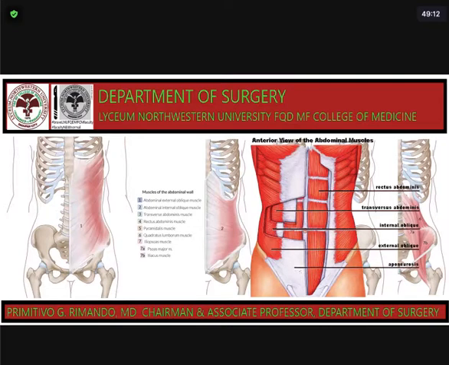So this is an overview of the muscles of your anterior abdomen, in different layers. Of course, we will not be discussing all of them, like for example, your pyramidalis, which can be absent in some cases, because this is just a review of anatomy.